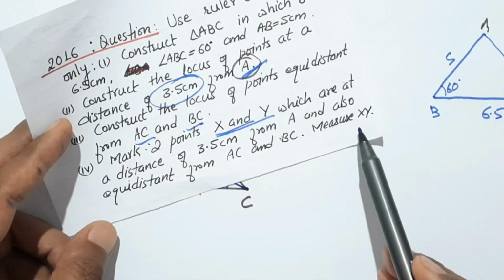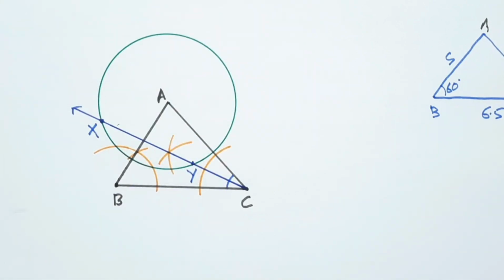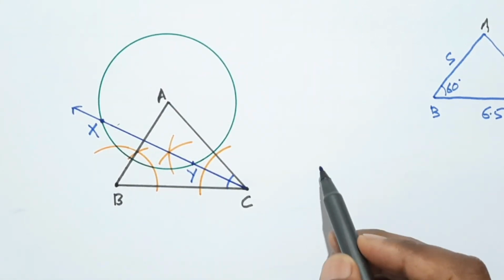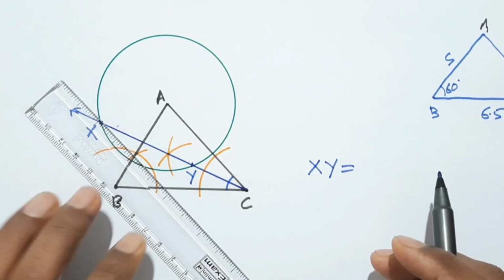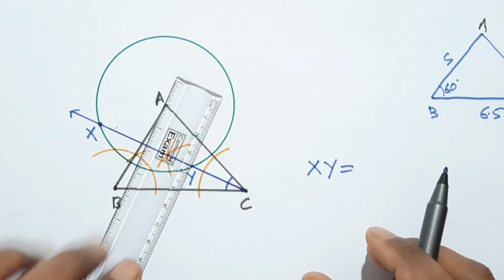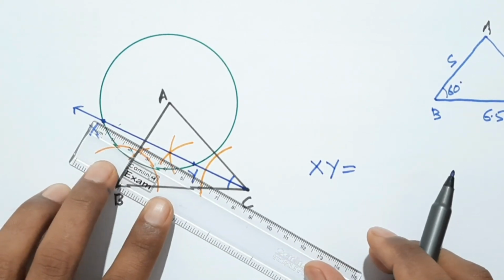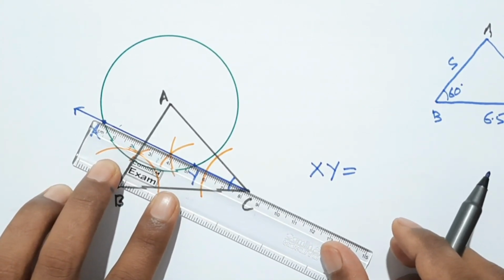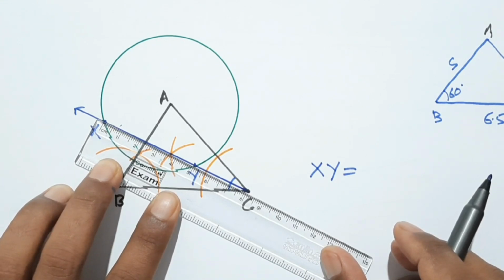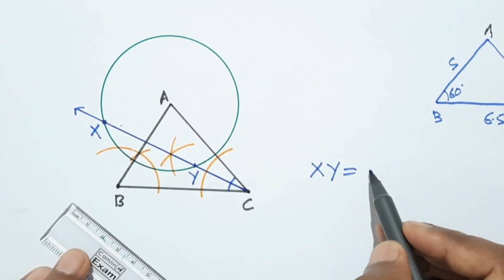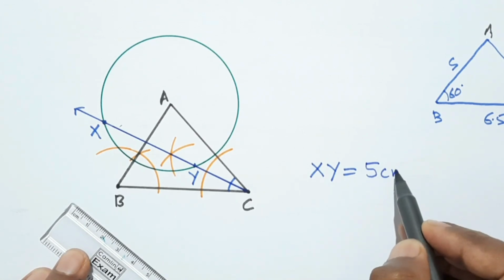And finally, measure XY. Let us measure XY. We have to write the length of XY. So let us measure this XY. Okay, I got 5 centimeter. So XY is 5 centimeter.